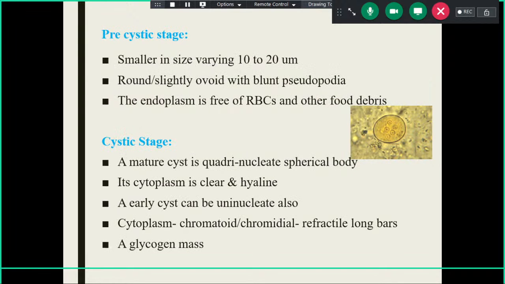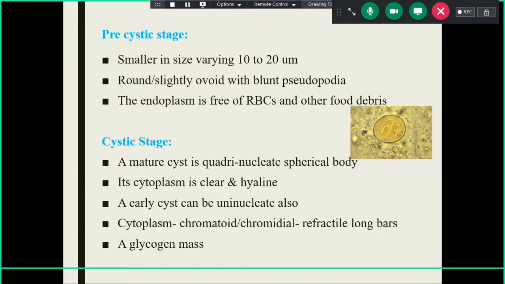Right. Then intermediate stages, the pre-cystic stage, very difficult to differentiate and very difficult to find also. Smaller in size, 10 to 20 micron, round or slightly ovoid with blunt pseudopodia. Endoplasm is free of RBC and other debris. Okay.